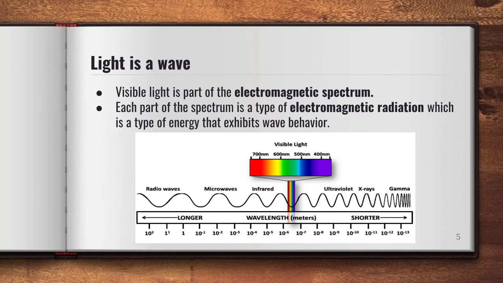Also notice the unit that is present on those wavelengths. That is nm, which is short for nanometers. So keep in mind that light is a wave. We can see that because it's part of the electromagnetic spectrum, right there in between infrared and ultraviolet.